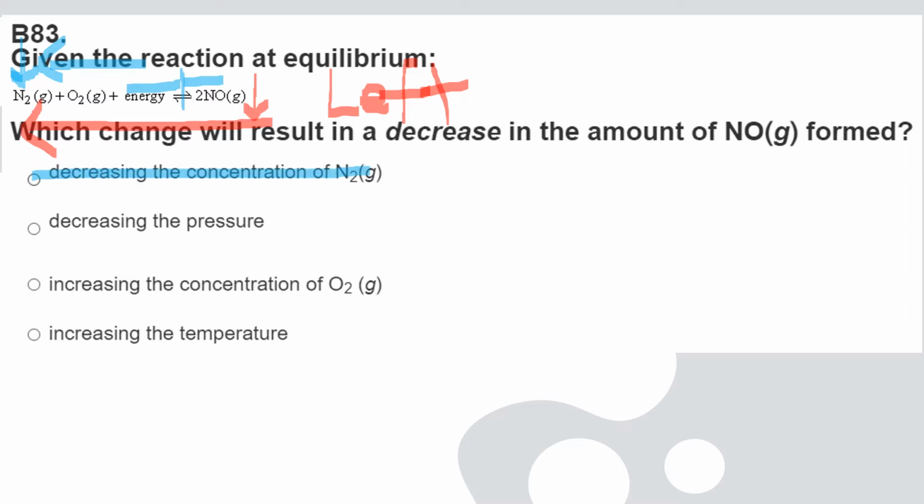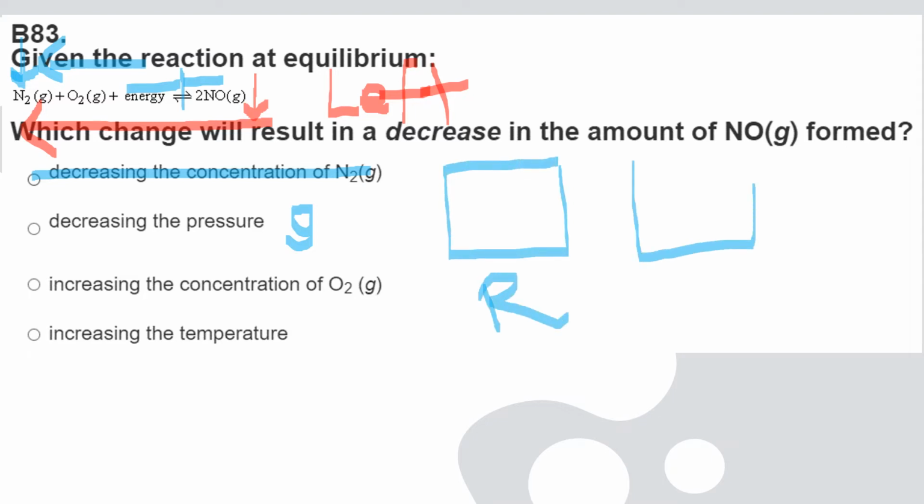Like this looks like my answer. Let's check this one. Decrease the pressure. Well, remember, pressure only affects gases, but it affects total gas molecules. So let's make a box for reactant side and product side. And inside the box, let's put a number of molecules.